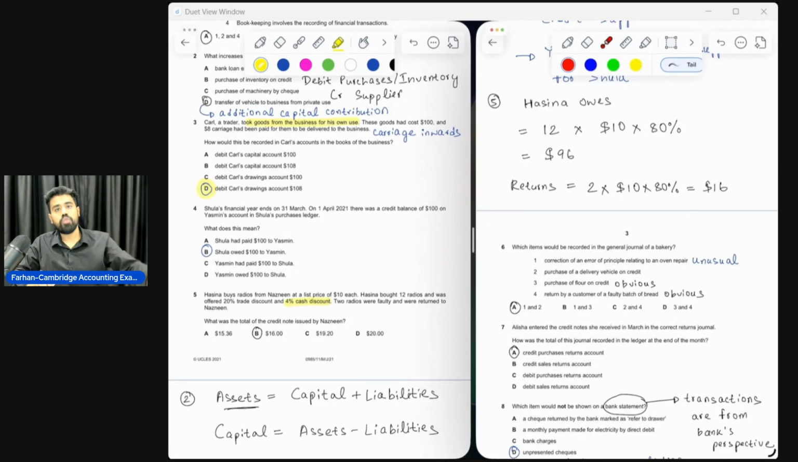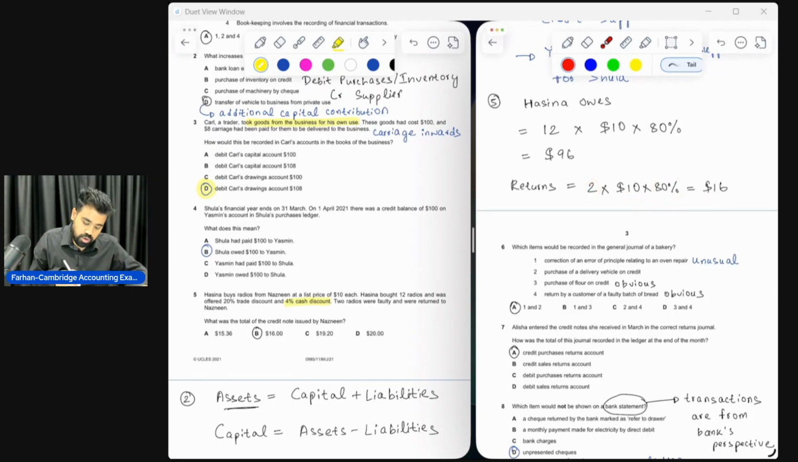But later we understood that Hasina returned 2 radios. So how would Nazneen record this in the books? When those returns are initiated by Hasina, the 2 items would be charged at $10 multiplied by 80%, because we need to make sure that there is no excess amount recorded. So based on what we already had initially, we are making the returns based on that amount. So 2 times $10, again times 80%, so that would be $16, right? So $16 of returns would be processed.